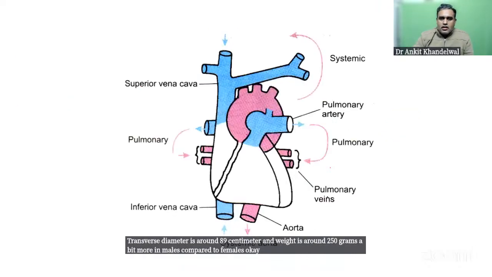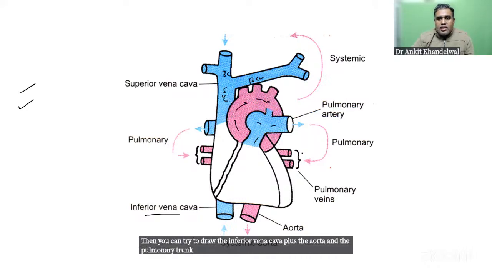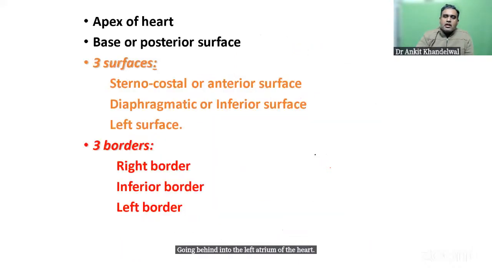Here's a simplified diagram. At least you should be able to draw this diagram, guys. Just to show the major vessels coming into the heart or going out of heart. So here we can start with the brachiocephalic veins. These are the two brachiocephalic veins that form the superior vena cava. Then you can try to draw the inferior vena cava plus the aorta, arch of aorta, and the pulmonary trunk. And finally, the four pulmonary veins. These are the pulmonary veins over here, two on the right, two on the left side, going behind into the left atrium of the heart. Basically, this should be very clear.